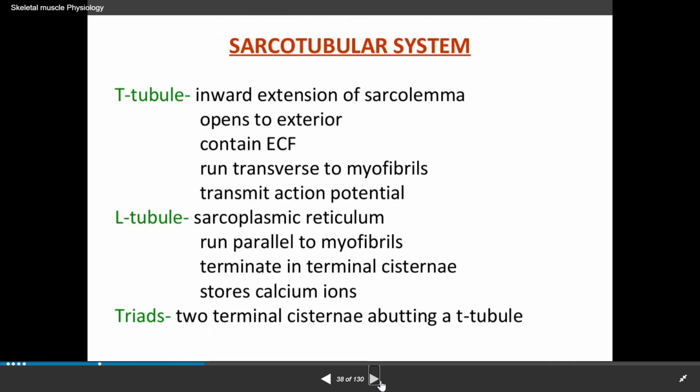So the sarcotubular system you can see. There are T tubules. There are L tubules. L tubules are nothing but sarcoplasmic reticulum. And you have the triad, that is two terminal cisternae along with one T tubule. About triads, I have explained in the neuromuscular junction video itself.